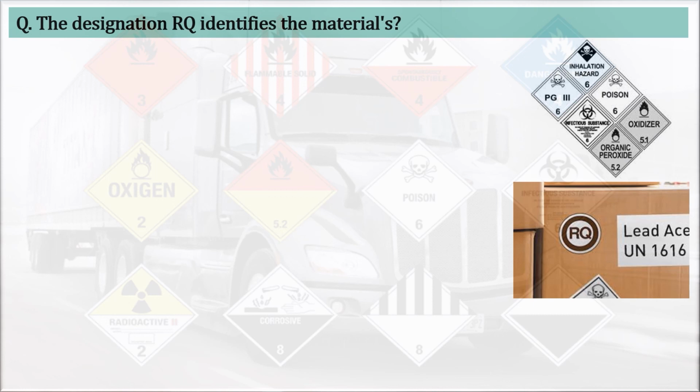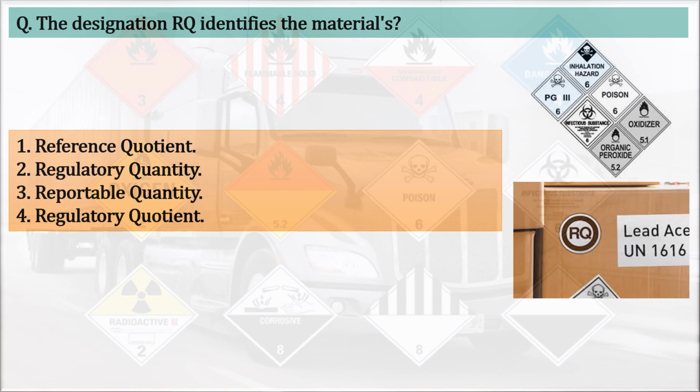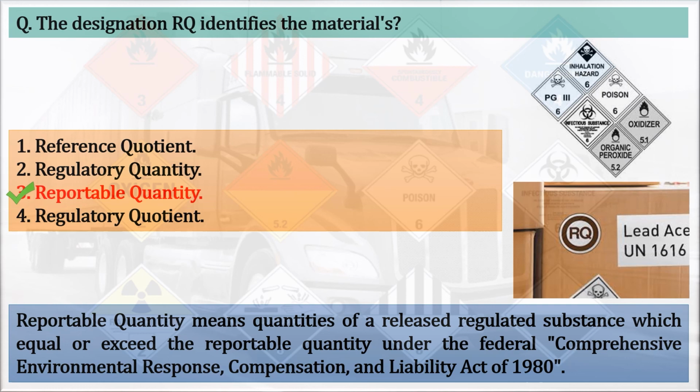Question: the designation RQ identifies the materials? Option number 1, reference quotient. Option number 2, regulatory quantity. Option number 3, reportable quantity. Option number 4, regulatory quotient. The answer is option number 3, reportable quantity.